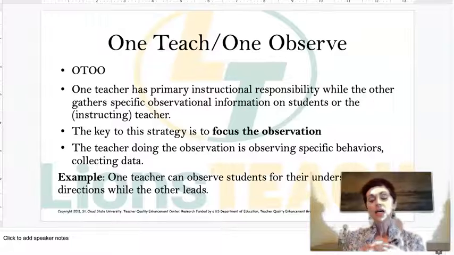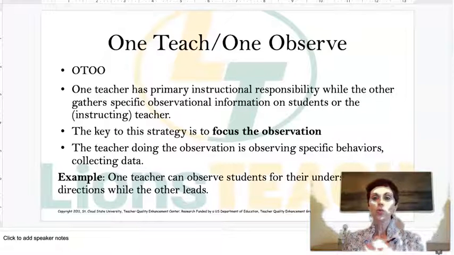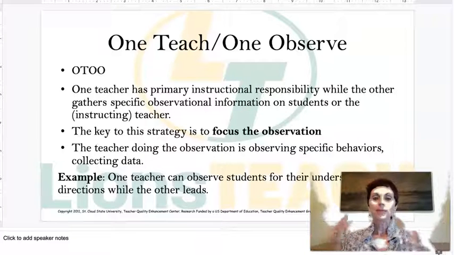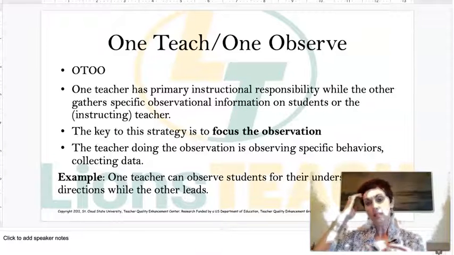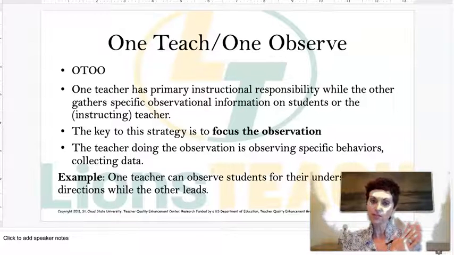What's key to co-teaching models is the learning objective. What is the learning objective of the lesson? So we want to steer very clear from saying, let's do one teach, one observe because we like it. That's not why we choose a model. We choose a model based on what the learning objective is.